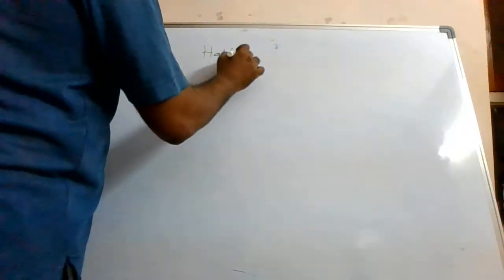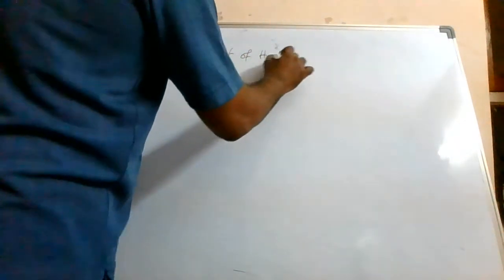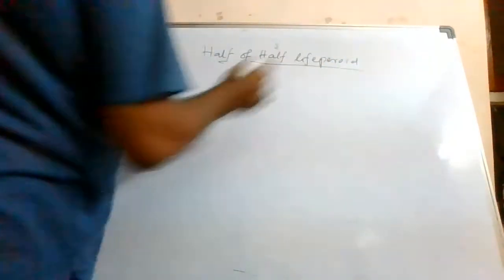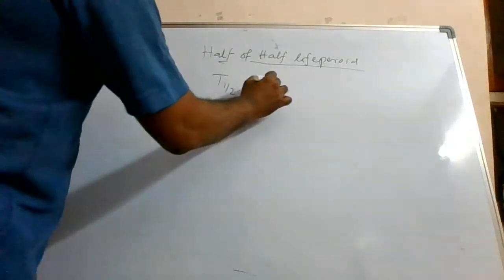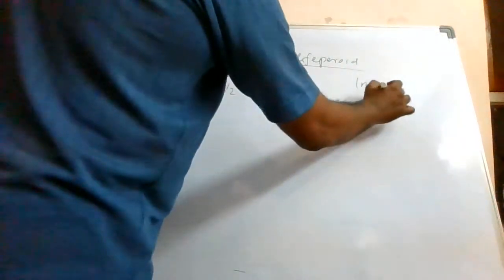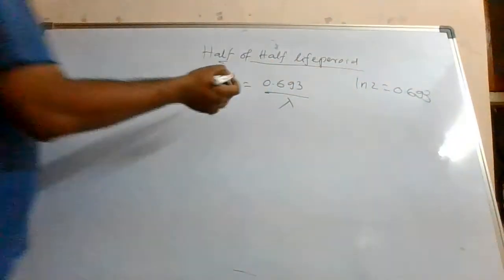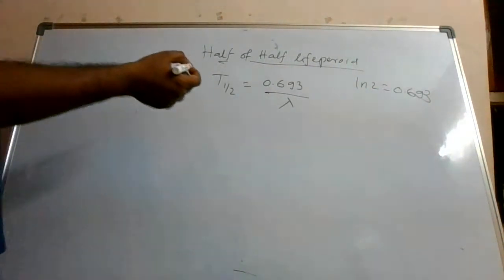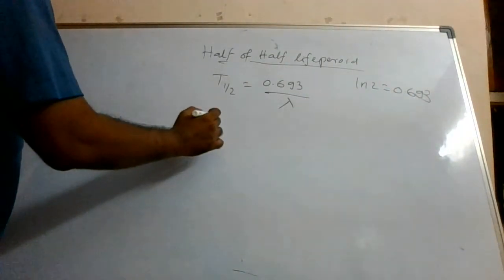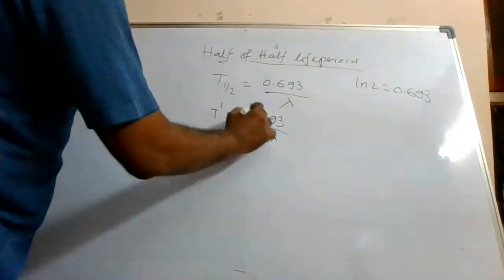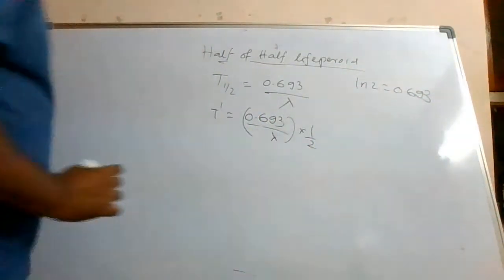See, often this half-life period, this type of questions come. Half-life period. What is this basically? So T half you have written as 0.693 divided by lambda. What is this 0.693? It is the ln2 value. Half-life period means how much it will be? So let it be T prime. It will be 0.693 by lambda into 1 by 2.